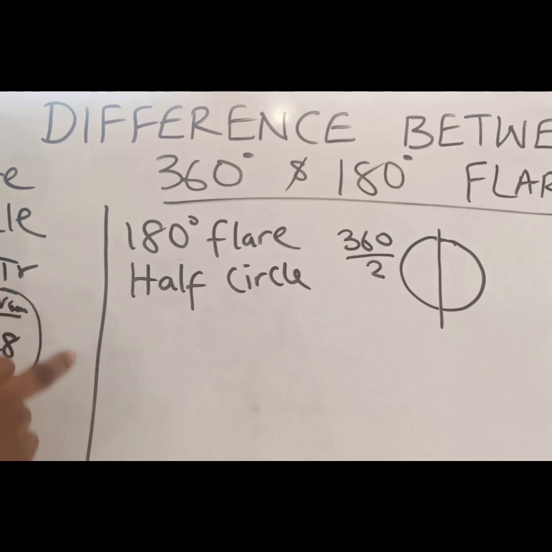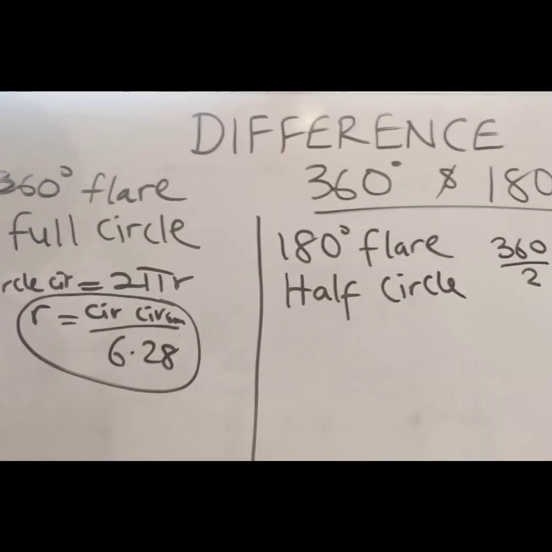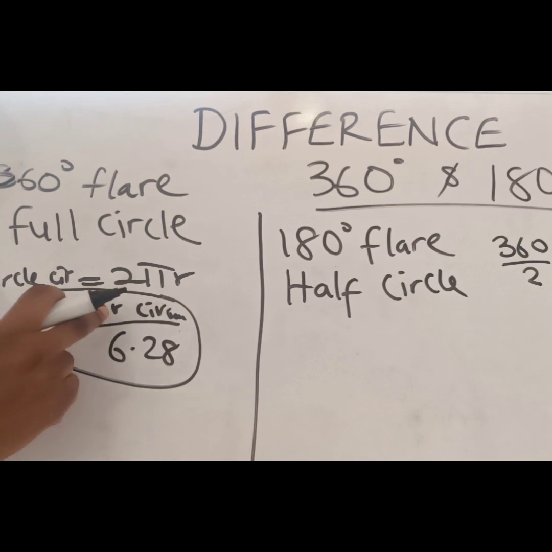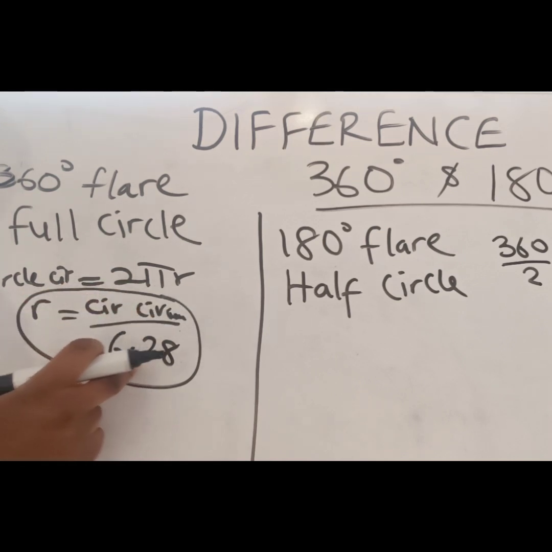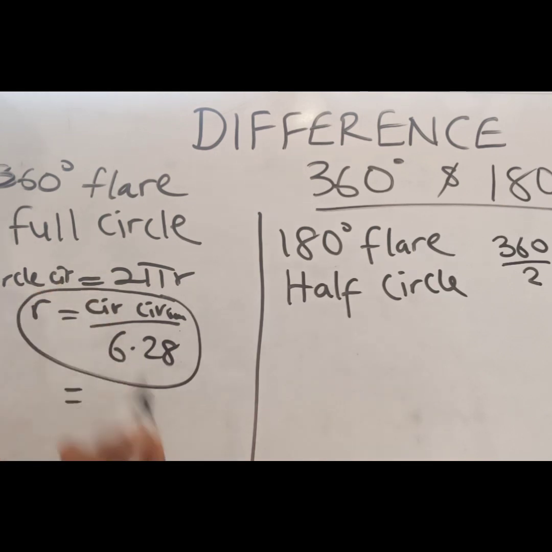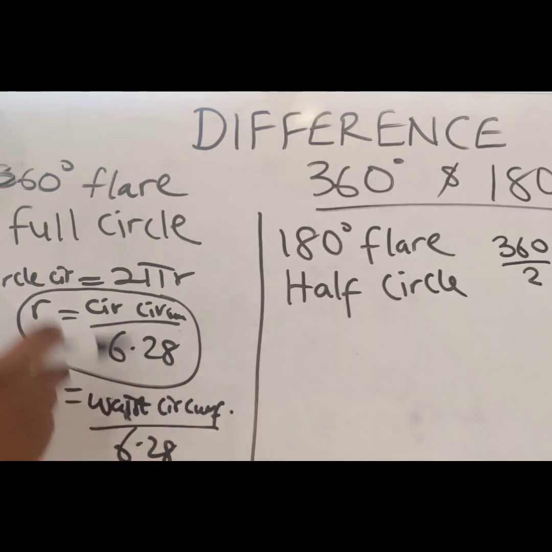So from our formula, a full circle is radius equals circle circumference divided by 6.28, and this circle circumference is the same thing as, for example, if you are going to use the flare around the waist, then it becomes your waist circumference. Waist circumference over 6.28. That is the radius. If you are going to use it around your wrist, you will be dividing by the wrist circumference. If it is around your knee, you will be dividing by the knee circumference. So whatever you are dividing with, that is the circumference you are going to be writing here.